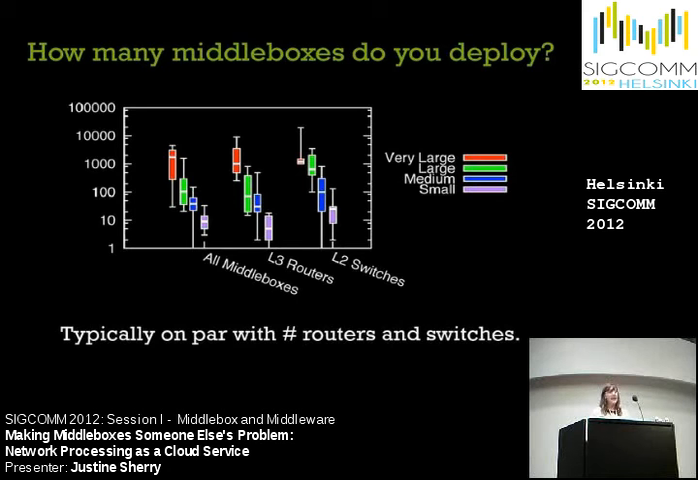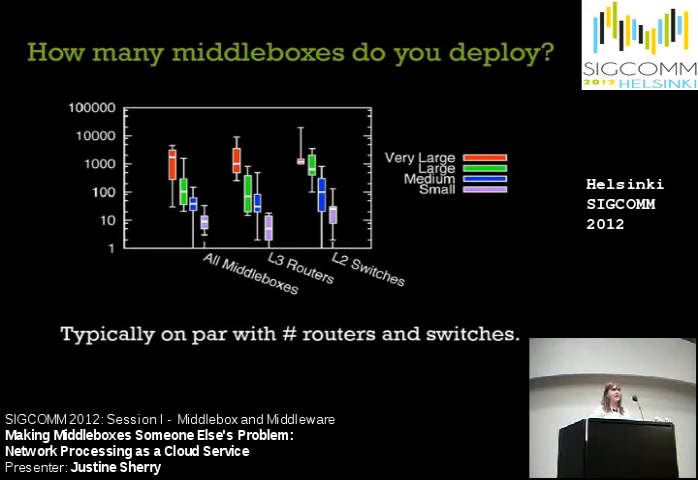The key thing to note about this plot is that across the board, the box plots just line up. The number of Middleboxes is typically on par with the number of routers and switches. So this tells us that as our networks are growing bigger and bigger, not only are we deploying more and more routers and switches, we're also deploying more and more Middleboxes.